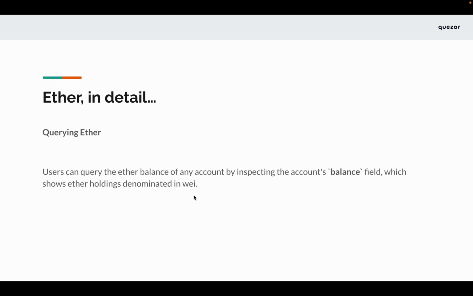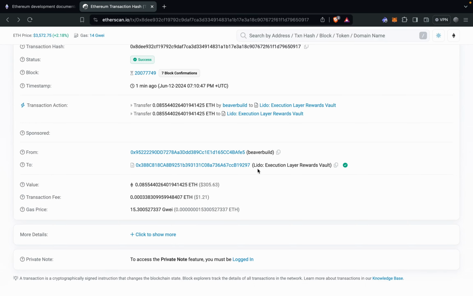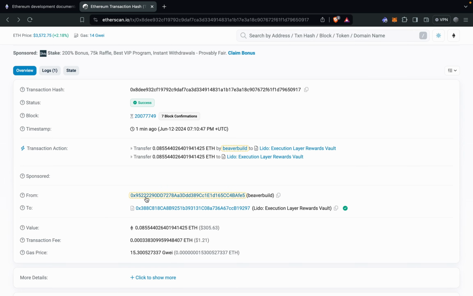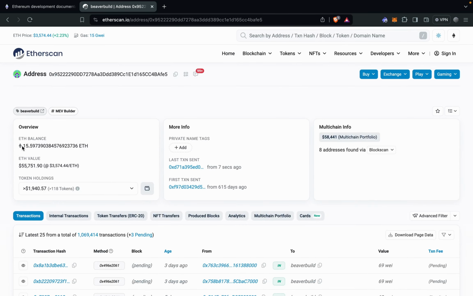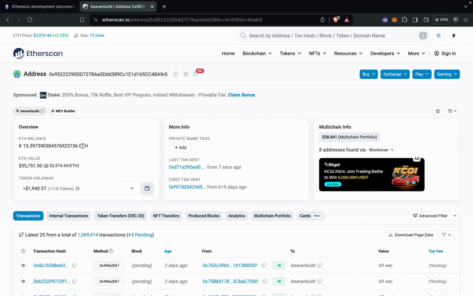Users can also query the ether balance of any account by looking at the account's balance field. This balance field shows the ether holdings denominated in Wei, which is the smallest possible unit on the Ethereum network. So again, we'll take this transaction and we'll go to this account, and you'll see that you are able to see an ETH balance here. In the raw form, it's represented in Wei. Here, since we are using a UI, it's much more readable. In its raw form, this is stored as a uint256 value. That is the total number of Wei being held by that account.